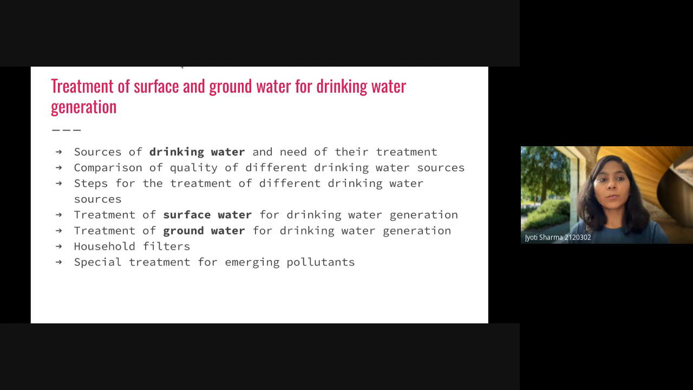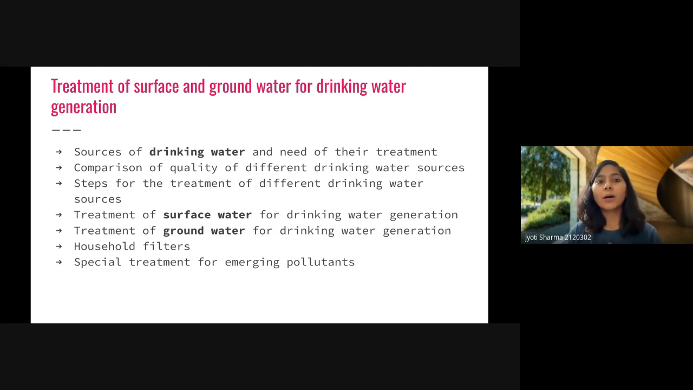Okay, so what we will cover today. First, we will see what difference we have between surface water and groundwater, what different properties we have among these two types of water, and what different technology or mechanism we use to clean either groundwater or surface water. So we will talk about this first.